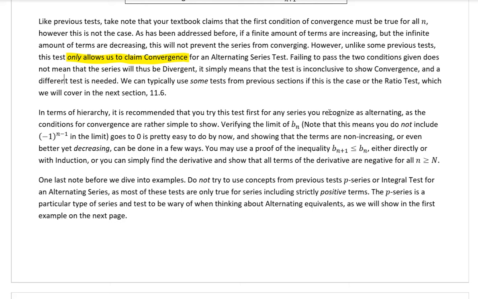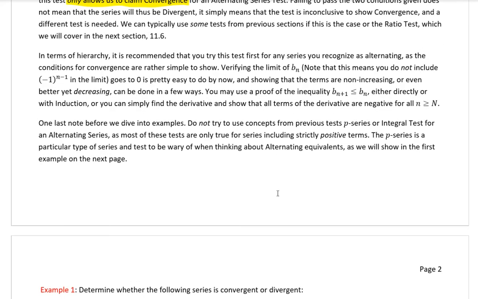However, if you do happen to fail these, you need to keep in mind that you cannot use some of the previous tests, such as p-series and the integral test. You can use stuff like the nth term test to show divergence, but you can't use the p-series or the integral test because both of those are trying to use positive terms, and these include negative terms. So it does not apply. And we'll actually see how that is the case in the next example.